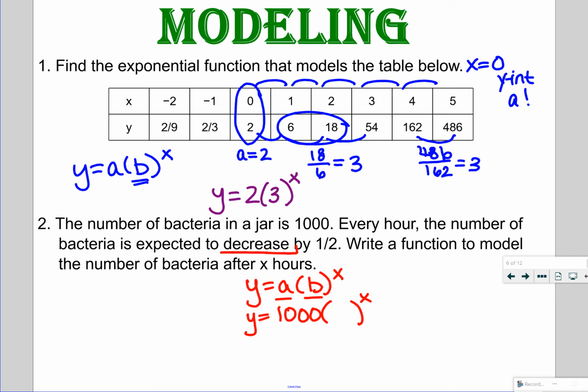B is our growth rate. Well, in this case, we're decreasing. So we want to make sure that our b value is a number that's smaller than 1. And if you're not sure what to use, think about what you would multiply by. After 1 hour, if I know that my bacteria is going to decrease by half, I would multiply by a half. I know there's going to be 500 after that first hour. So 1/2 is that b value. And then that's your answer. Nothing to calculate here, which is nice.